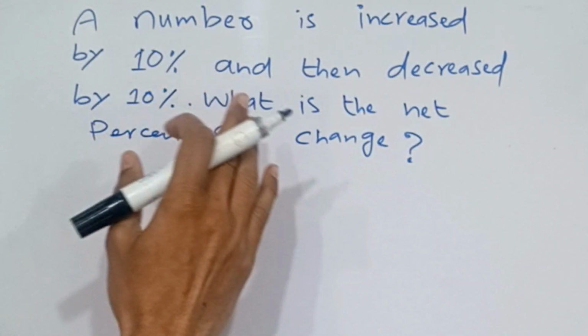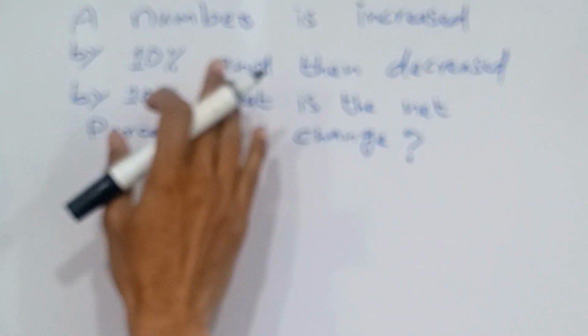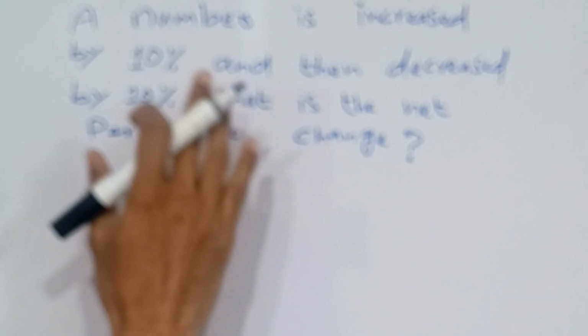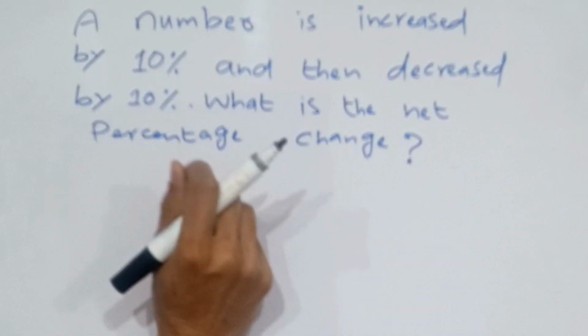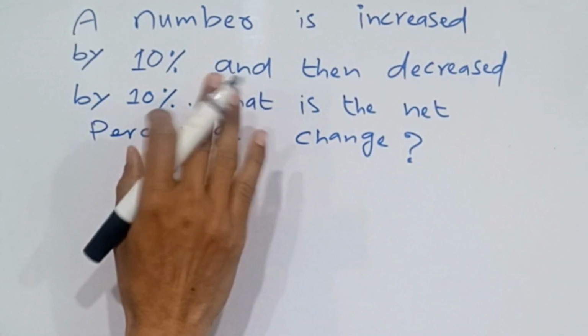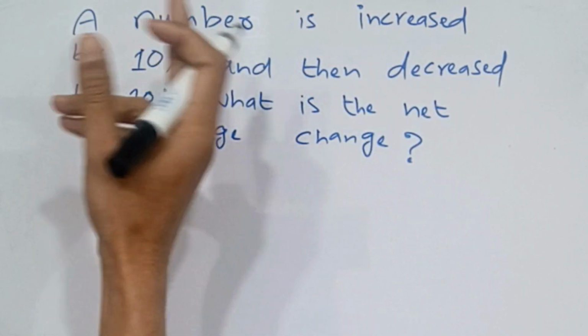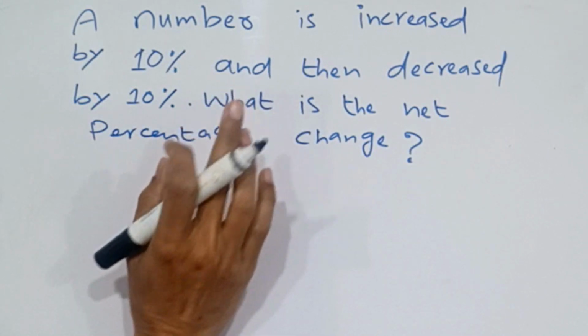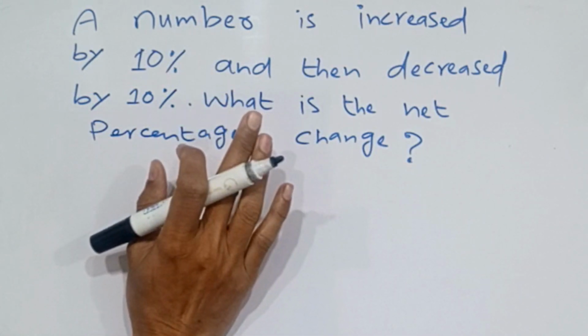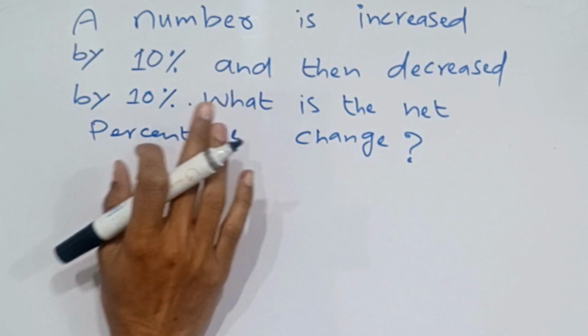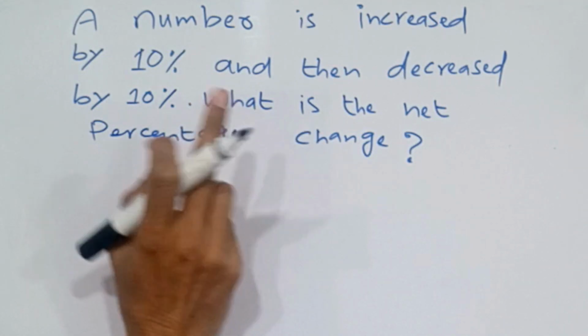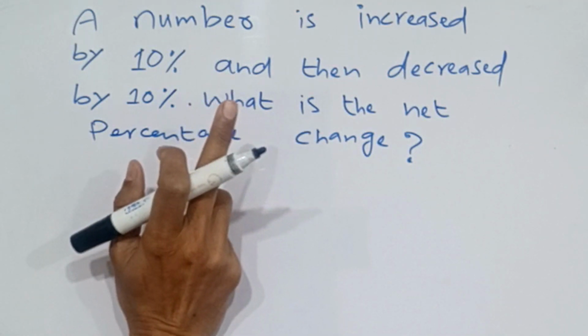Step 2, try the problem with a concrete example. Since percentages work the same for any number, let's pick an easy number to work with. Let's use 100 as our original number. Why 100? Because percentages of 100 are easy to calculate. 10% of 100 is simply 10, right? So step 3, apply the first change, the 10% increase.